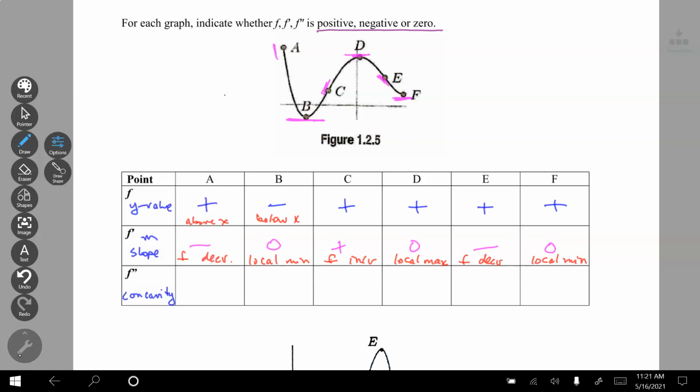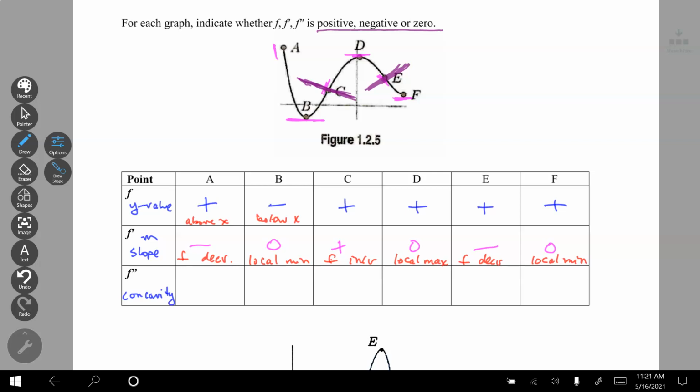And then finally, I could do concavity. So the one thing I should note is where the inflection points are. For me, I see inflection points probably right here and right here. Inflection points are never at a min or max, they're always in between somewhere. So to me, point C and point E I would consider inflection points.